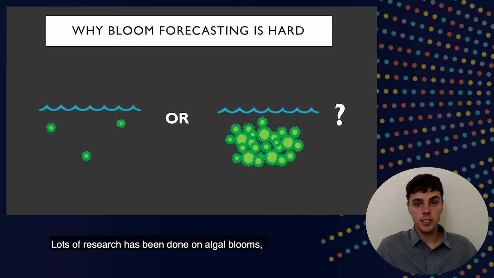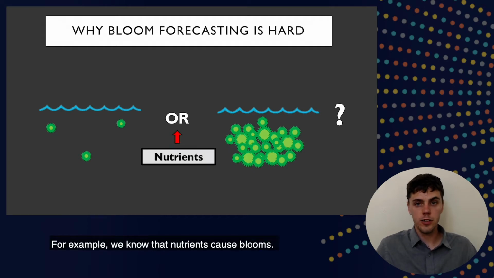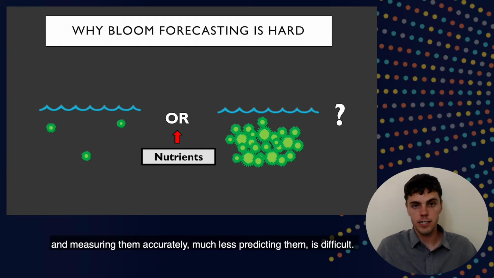Lots of research has been done on algal blooms, and we understand many of the mechanisms that cause them. However, knowing what causes blooms is not the same as being able to forecast them accurately. For example, we know that nutrients cause blooms, but there are several different ways that nutrients can get into a lake, and measuring them accurately, much less predicting them, is difficult.